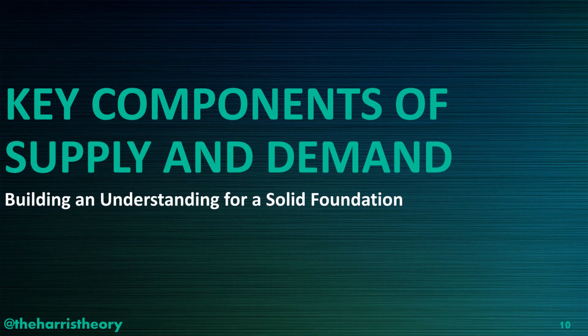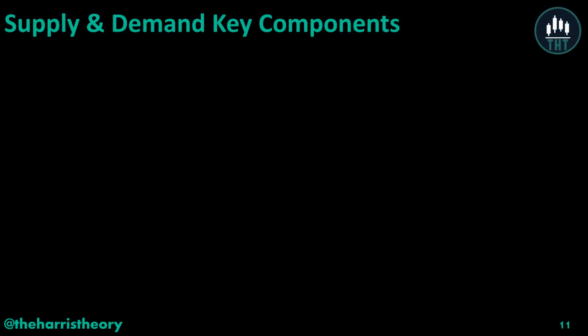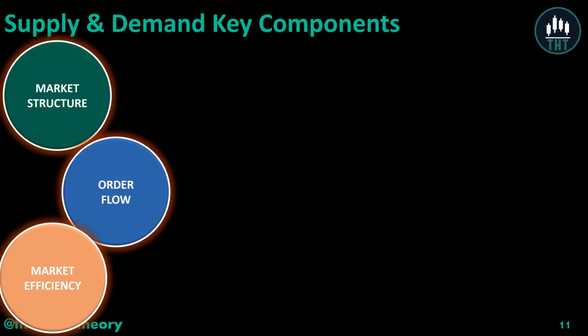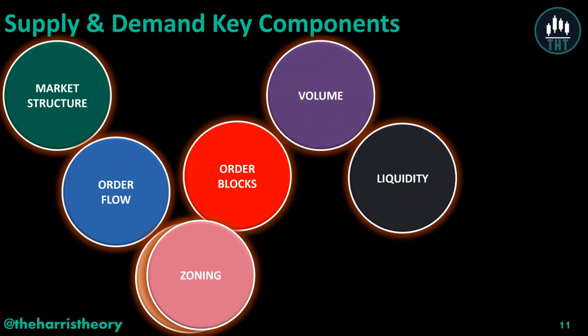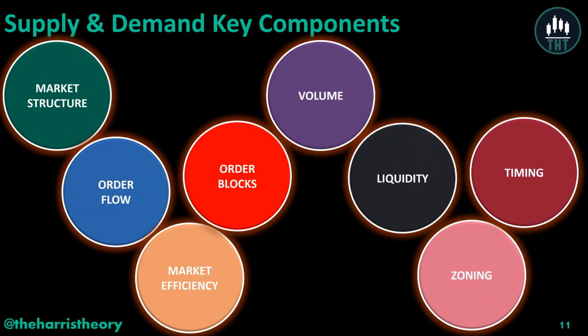Key components of supply and demand, building an understanding for a solid foundation. So we're going to look at a couple of items: market structure, order flow, market efficiency, order blocks, volume, liquidity, zoning, and timing. These are areas that we will touch on and are simply designed to give you a basic foundation, but a prompt for further research and to educate yourself on. Maybe down the line I can provide more detailed lessons if there is demand for it.